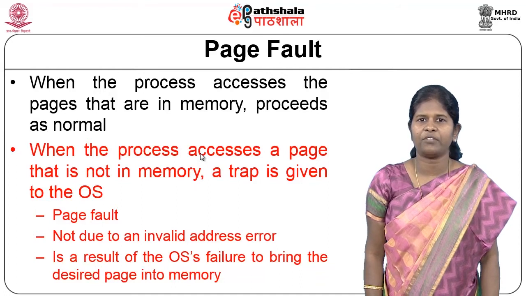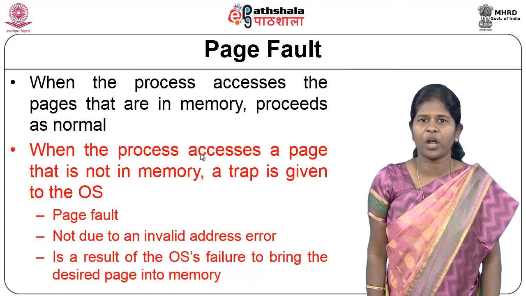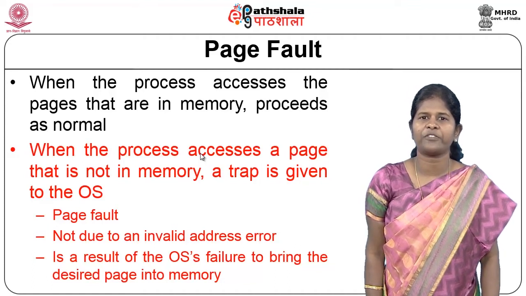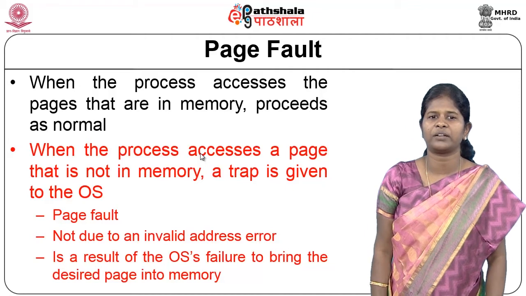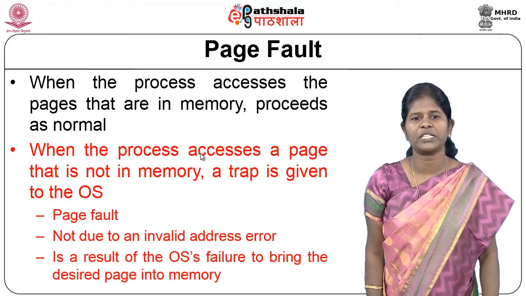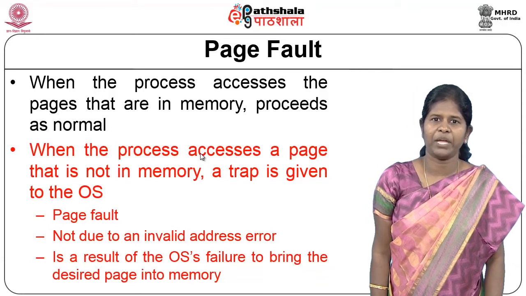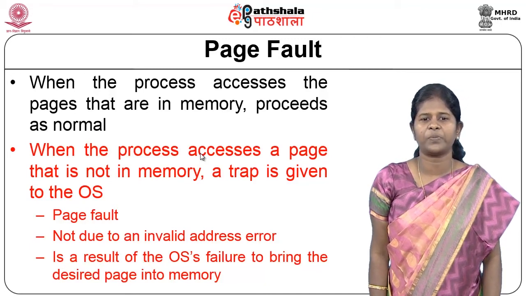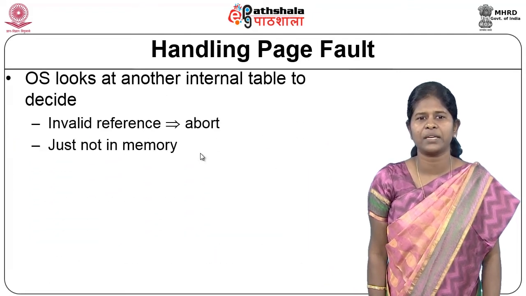Say, for example, in the earlier example we saw that page B is kept only in the backing store, it is not present in the main memory. So, when you try to access that particular page, you find that the valid bit is not set, it is invalid, and hence a page fault is given to the operating system. This page fault may not be due to an invalid address error. It may be the result of the OS failing to bring the desired page into the main memory. So, how do we handle this page fault?